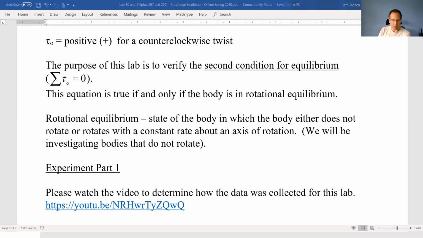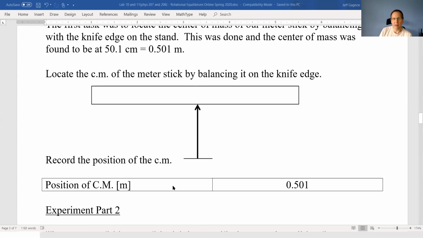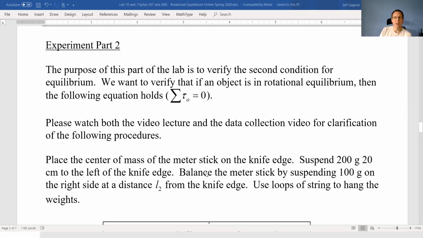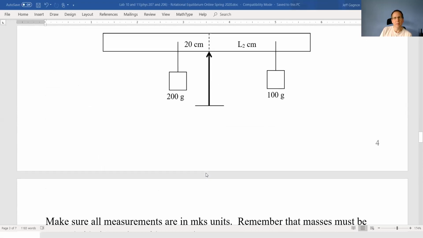Okay, so let me go back. So we found the center of mass of our meter stick. So part two here, again, was to verify this second condition for equilibrium, the fact that the sum of the torques should equal 0. So let me show you how you should measure this, set this up, and do these particular calculations.